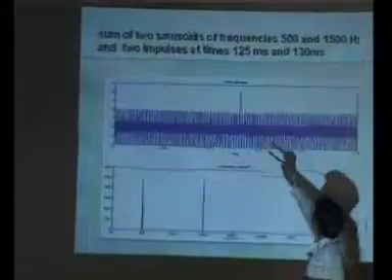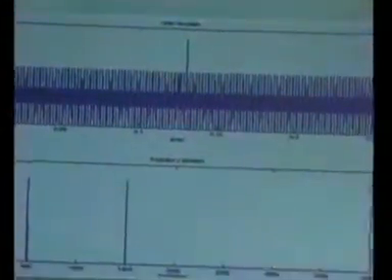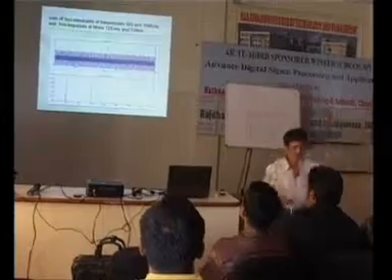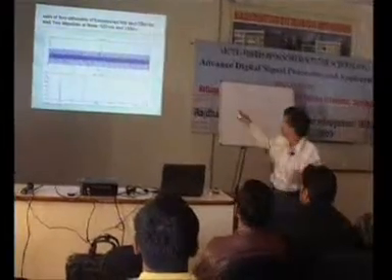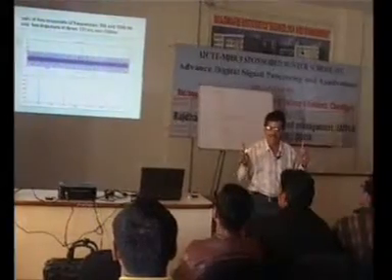This one? Another notch is present at 125 milliseconds, but it is in the negative direction. So if it goes from plus 100 to minus 50, it is not visible there. But there are two disturbances or two impulses.